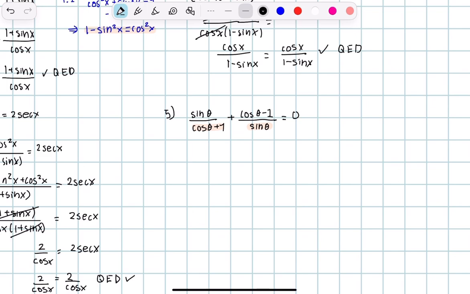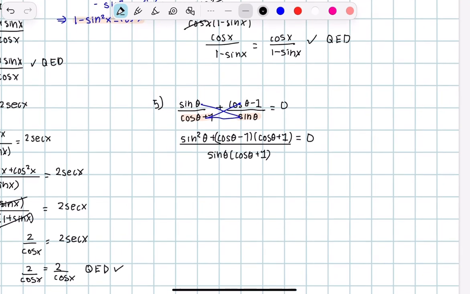So you can just cross multiply, like this. So you have sine squared theta plus cosine theta minus 1 times cosine theta plus 1, and then you divide it by these two, cosine theta plus 1 times sine theta, is equal to 0.